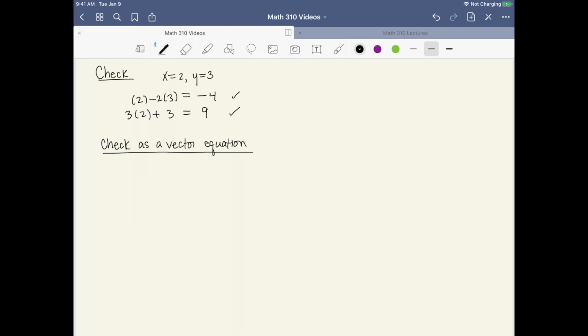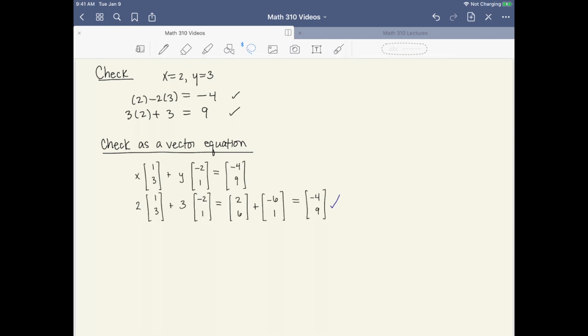This is also going to work, of course. But what we want to see is that the vector equation, that's the column perspective, is going to be solved by this value of x and y as well. And indeed, if I take my vector equation where I'm trying to find the right scalar, so that if I add 1, 3 and minus 2, 1 together to get minus 4, 9, then taking x to be 2 and y to be 3 gives me the two column vectors 2, 6, minus 6, 1, which do add up to give me minus 4, 9. So it checks out as a vector equation as well.